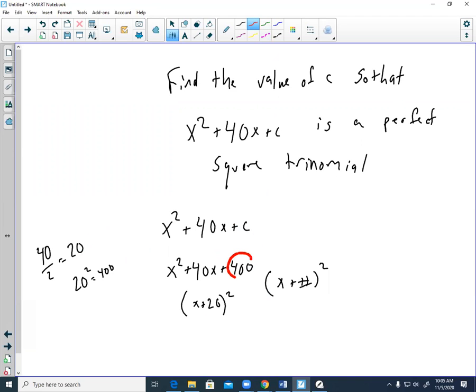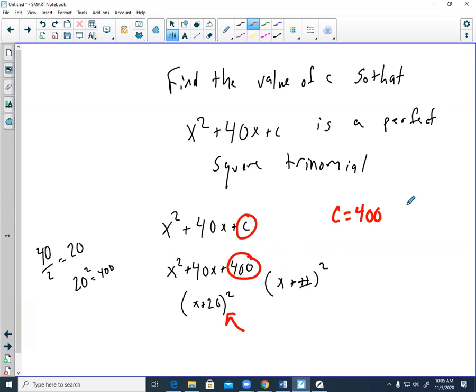When they ask you this, they're not asking for 20, they're asking for 400, because that makes it a perfect square. This thing is a perfect square, because when you take the square root of it, it's very, very nice. So that thing is the perfect square. C would be 400. So if you have this as a question, your C value would be 400.